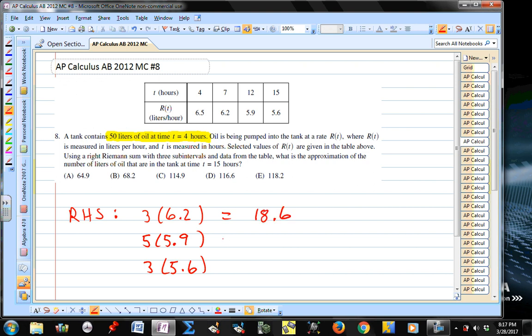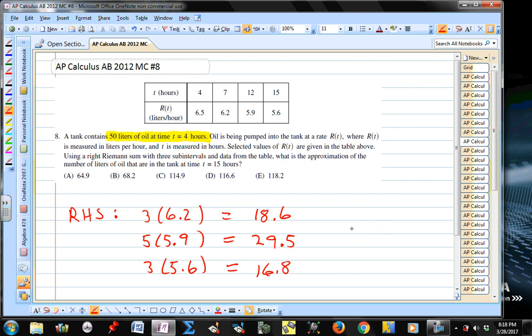3 times 6.2 is 18.6. 5 times 5.9. Let's see, that's 29.5, I think. 5 times 5 is 25. 5 times 0.9 is 4.5. Yep, 29.5. And finally, 3 times 5.6 is going to be 15 plus 1.8, or 16.8.